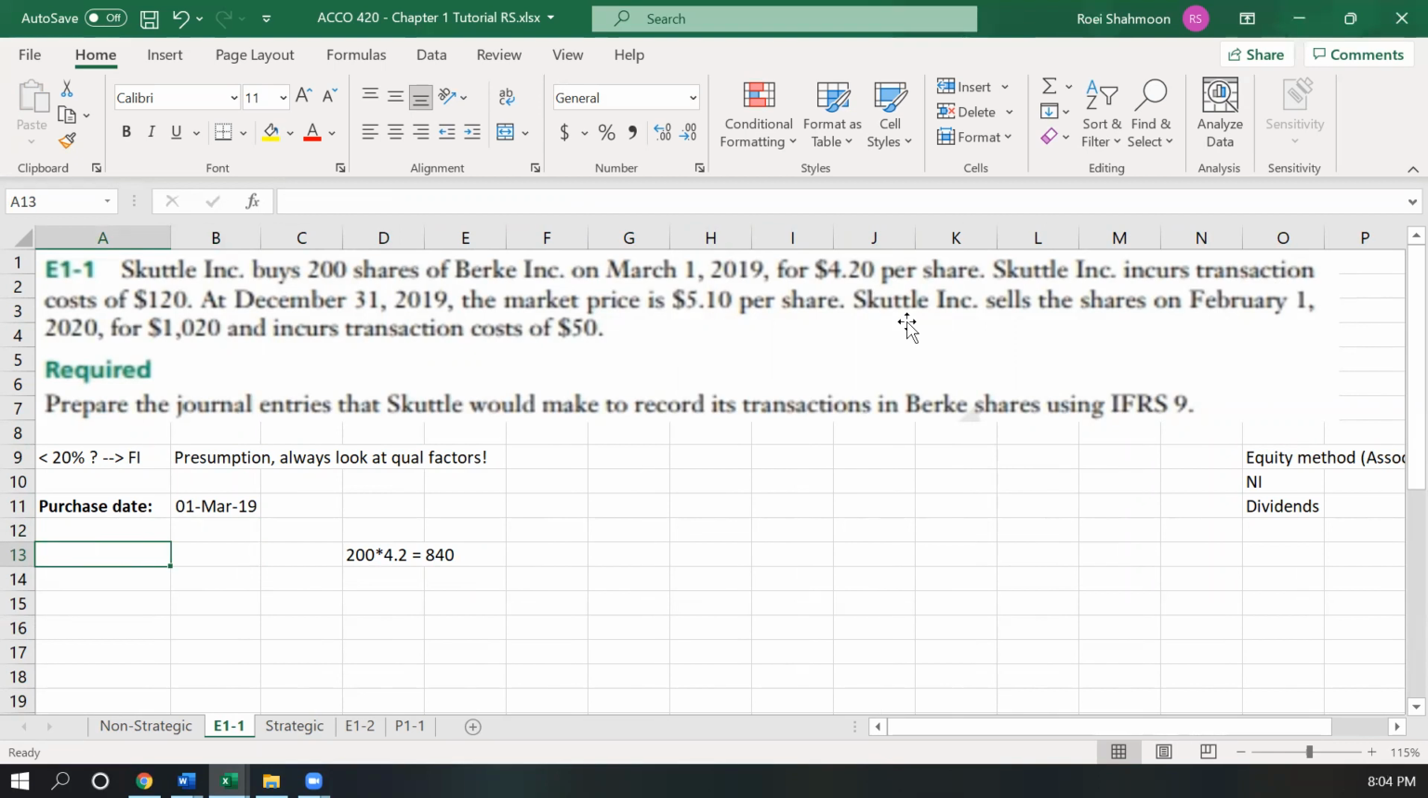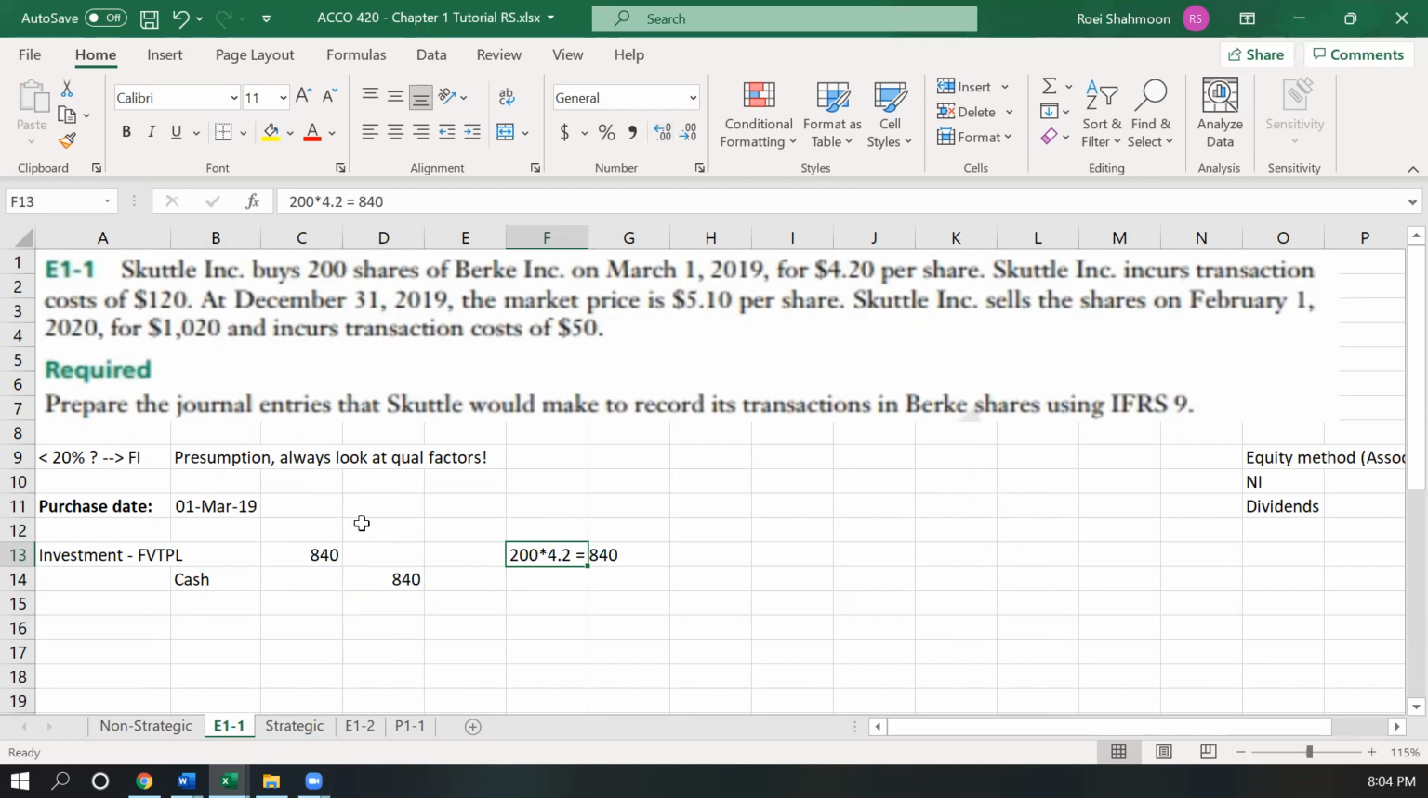So what do we do here, guys? We have to debit investment. And you have to tell me that I'm going to be using fair value through profit or loss. I need to know what type of accounting I'm doing. It's very important, guys. And my credit is simply cash. That's how much I paid. Again, for 840. Simple as that.